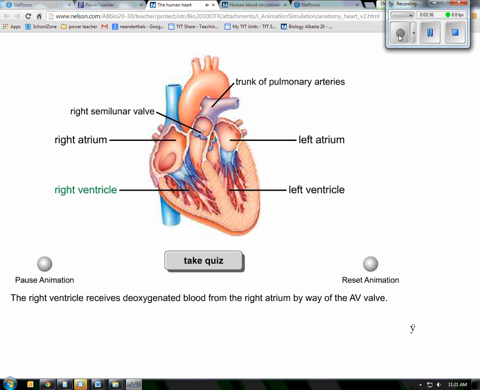The right ventricle receives deoxygenated blood from the right atrium by way of the AV valve. The ventricle pumps this blood out through the right semilunar valve and into the pulmonary artery. The pulmonary artery carries the deoxygenated blood to the lungs.